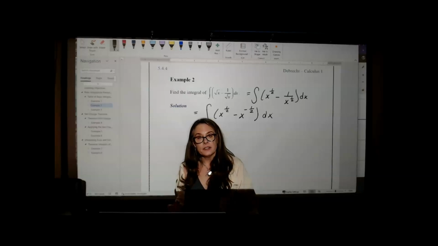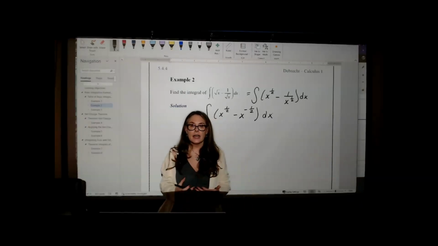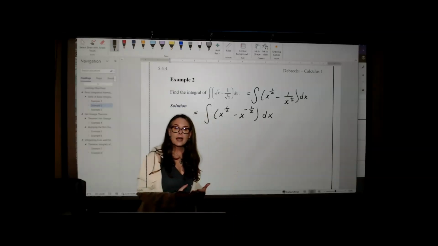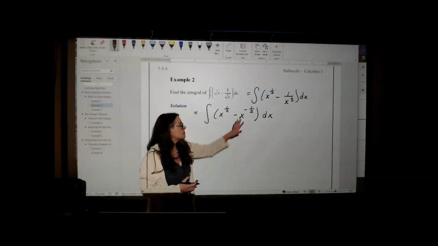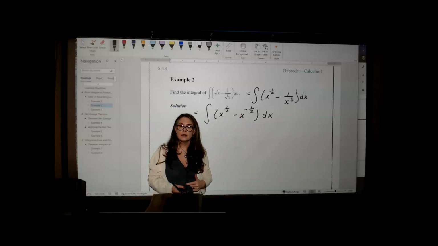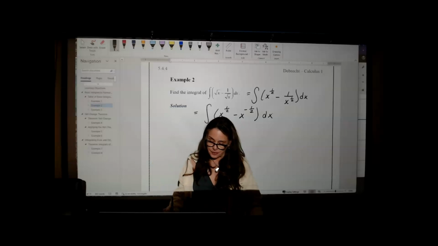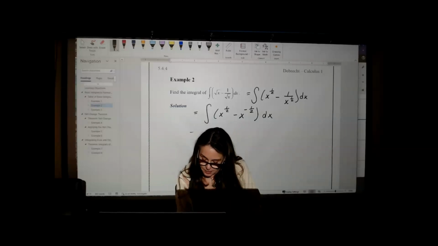Now I'm ready to integrate, finding the antiderivative function using the power rule. The only time I can't apply the power rule is if the power is -1. That results in the natural log of the absolute value. In this case, applying the power rule gives me x to the 1/2 plus 1, which I'll write in fraction form as 2/2. This becomes divided by the new power 3/2.